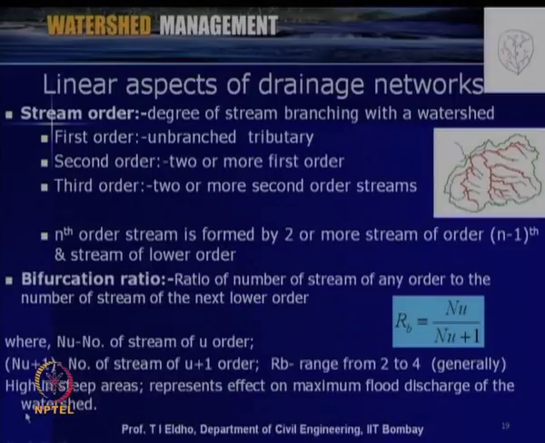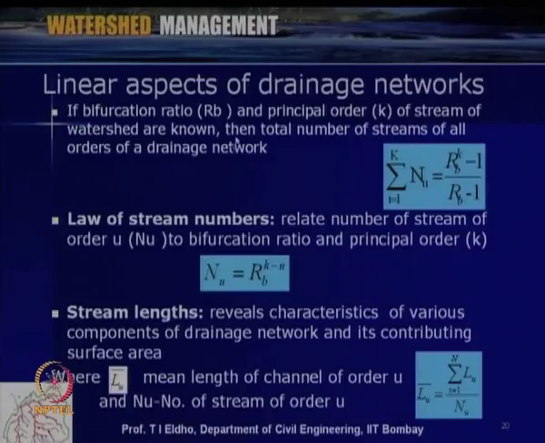So, this indicates the nature of the watershed, whether it is steep or mildly steep. So, this represents the effect on maximum flood discharge of the watershed. So, bifurcation ratio based upon the stream order is one of the important indicators as far as the maximum flood discharge at the outlet of the watershed is concerned.